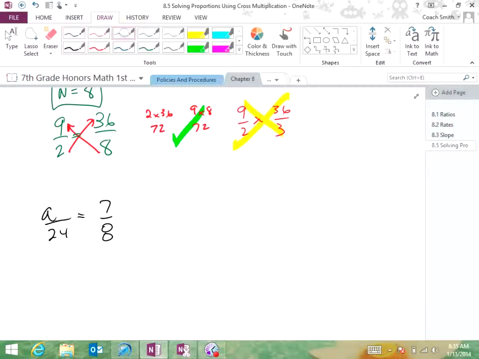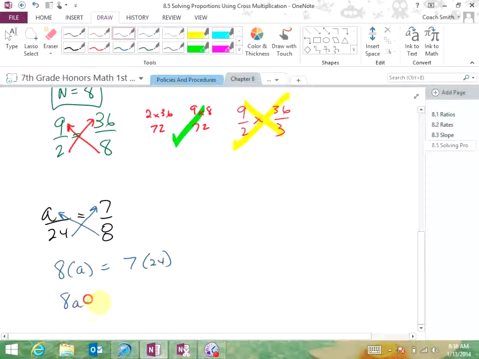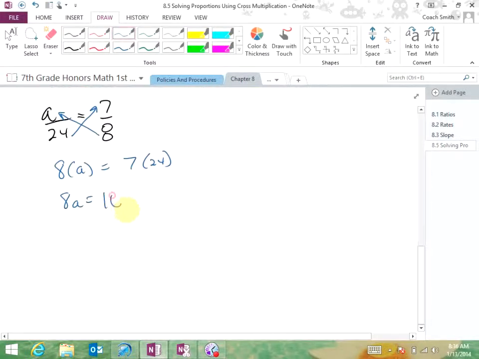Okay, so now we're going to cross multiply. We've got to figure out what A is, so we cross multiply. That's 8 times A is equal to 7 times 24. Well, 7 times 24 is equal to 168.